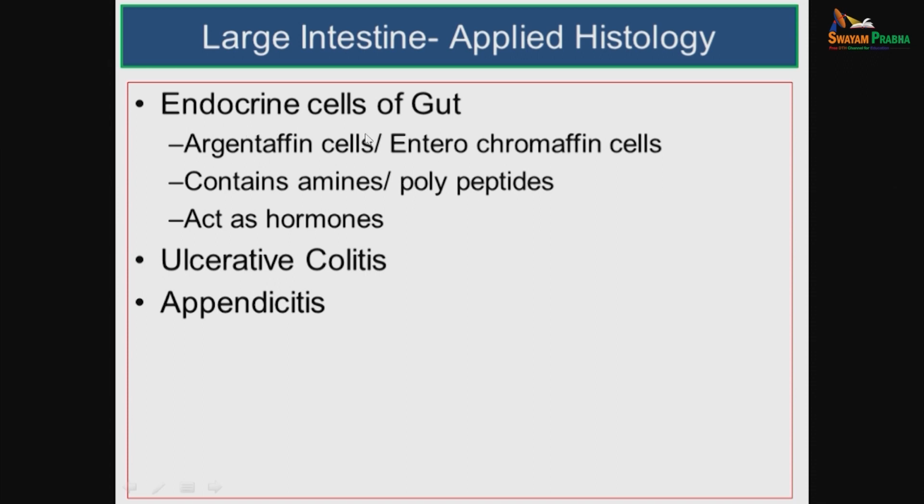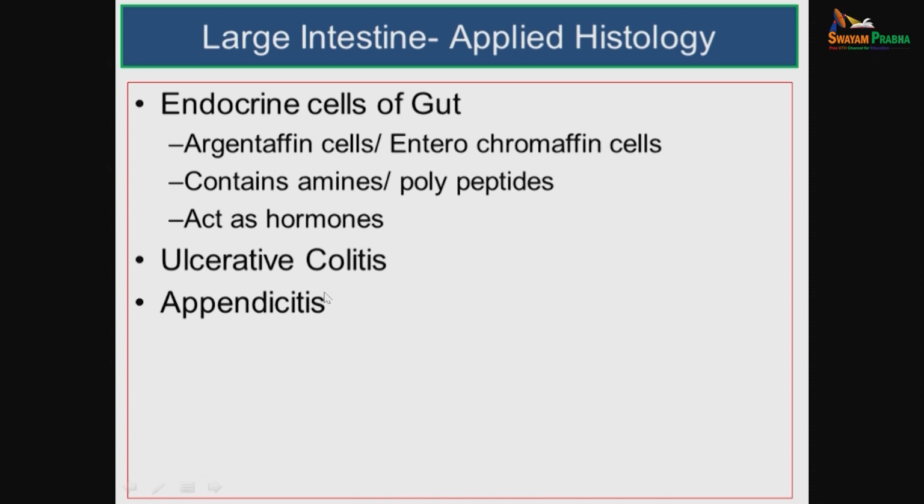Beyond the histological features of the large intestine, we will have a few words about applied histology. Now, we already saw that in tubular glands, there are a lot of endocrine cells of the gut, which are argentaffin cells and enterochromaffin cells. They are all amines and polypeptides and they act as hormones, not necessarily in the large intestine. They are secreted into the blood vessels and they act as hormones in an area away from it. So, they are called paracrine hormones.